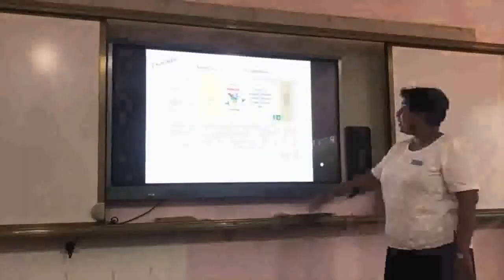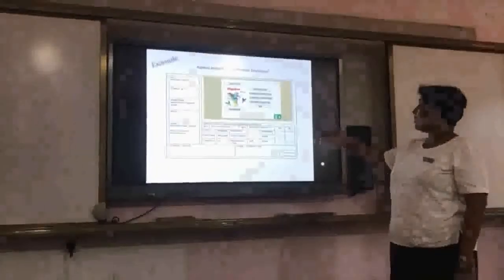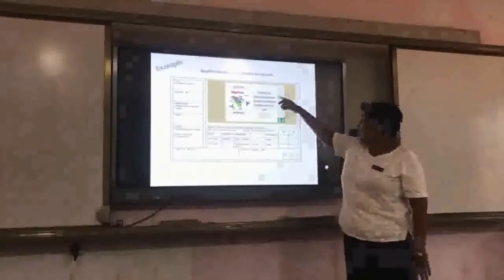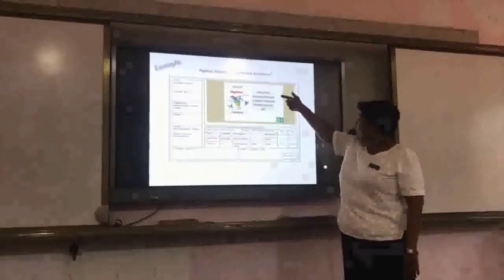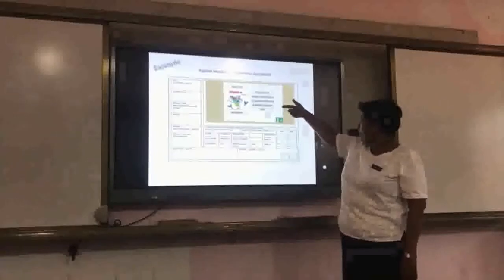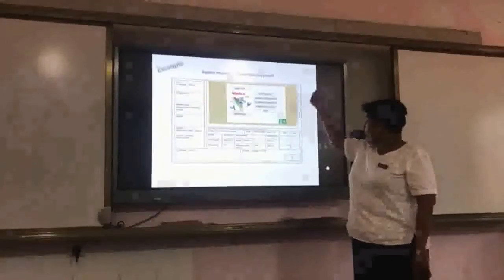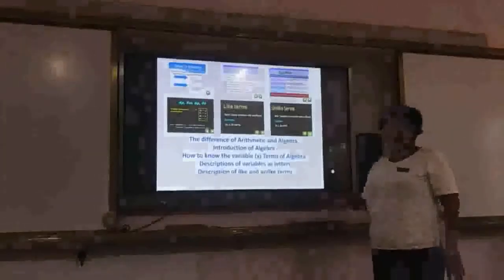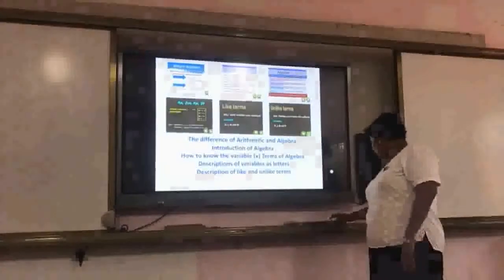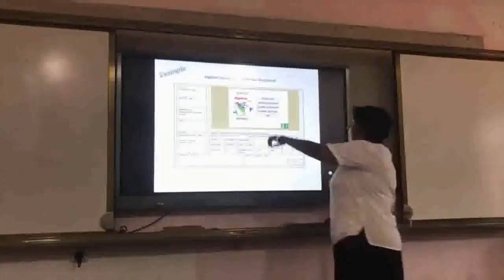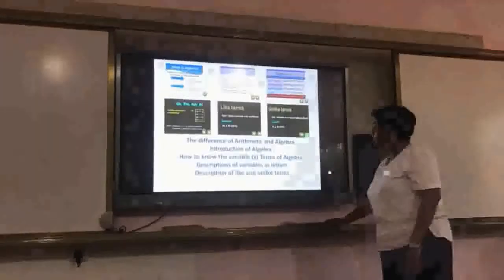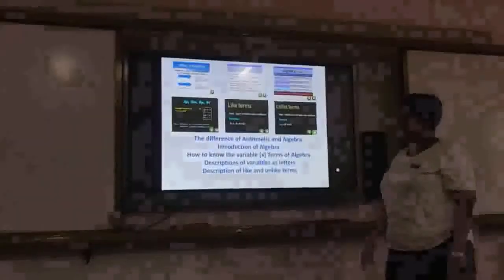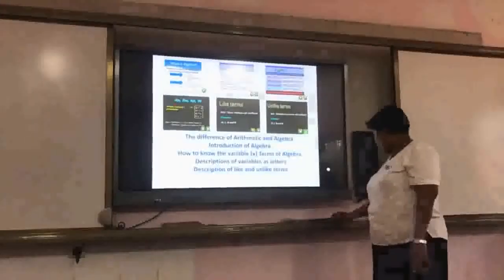Okay, next. This is the storyboard for Algebra Interactive Multimedia. There are four lessons: introduction, variable expression, algebraic expression, and algebraic equation. This is for the first lesson, the introduction of algebra, where we explain what algebra is, and so on. Variables, like terms and unlike terms are used here.